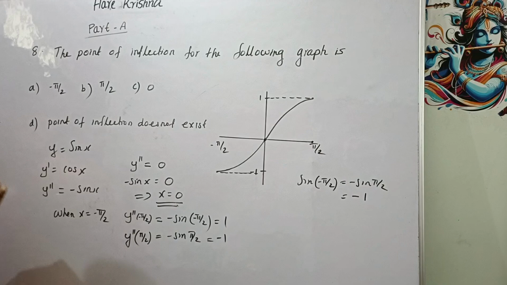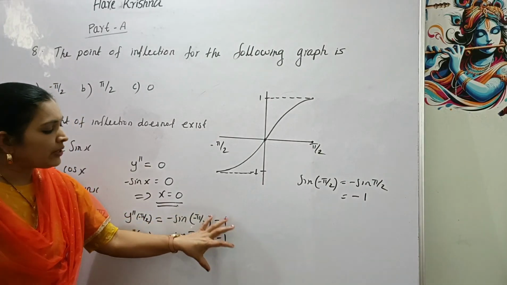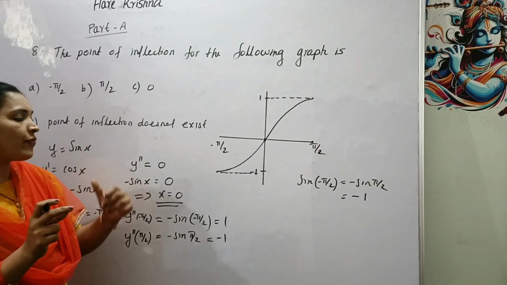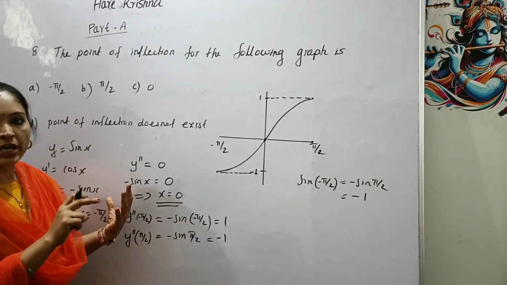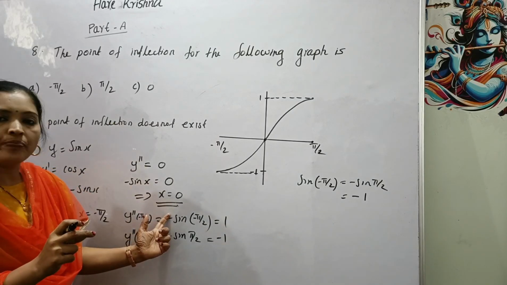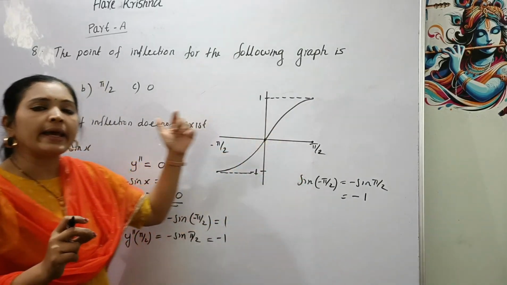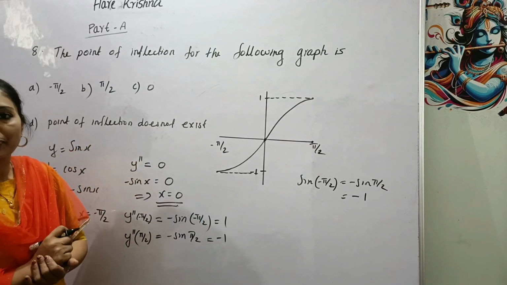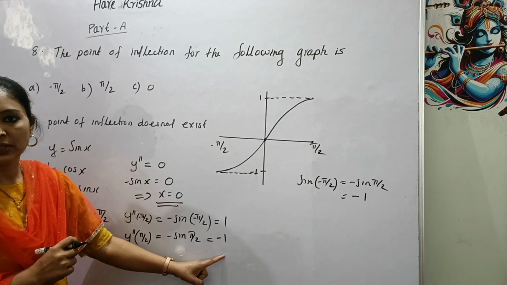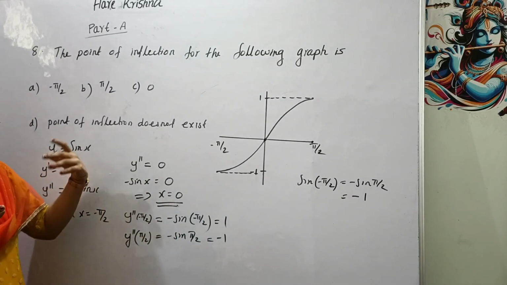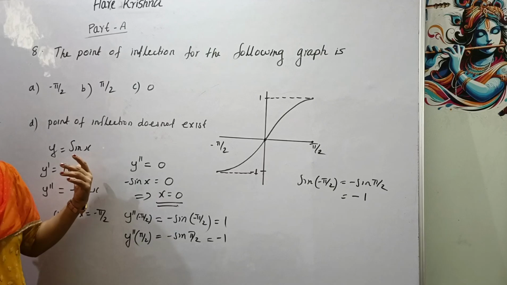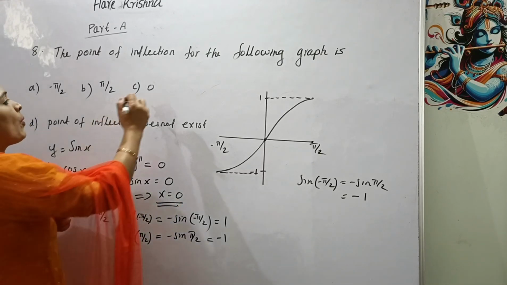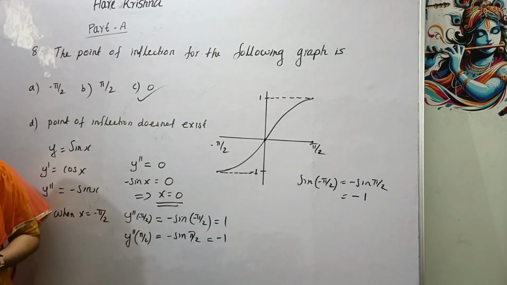So minus 1. See here, we observe that the value of the second derivative of the function at the point left of 0 and the value of the second derivative at the point right of 0 are of opposite sign, right? 1 and minus 1. Okay. Therefore, the inflection point exists and the point is nothing but x is equal to 0. Okay. So the inflection point is 0.